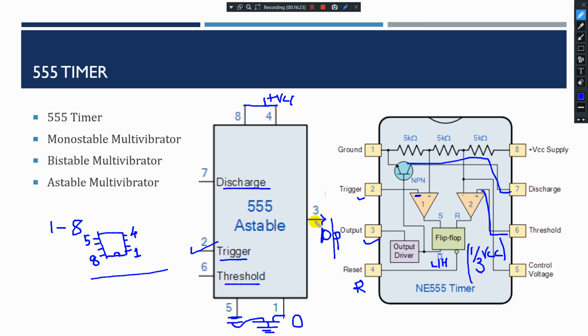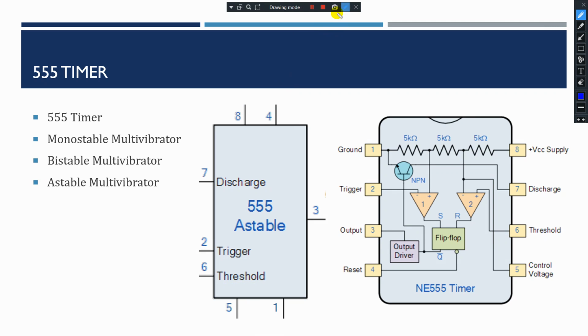Coming to the output, the output can drive any TTL, transistor logic loads, which is capable of sourcing or sinking. So what is sourcing and sinking? Let me go back and show how source and sink work. This is my IC, and this is pin number 3. Source means I'm connecting one LED here with a resistor to the ground. This is called sourcing.